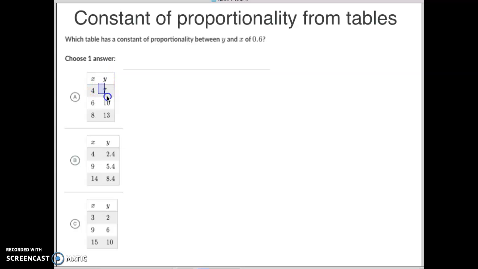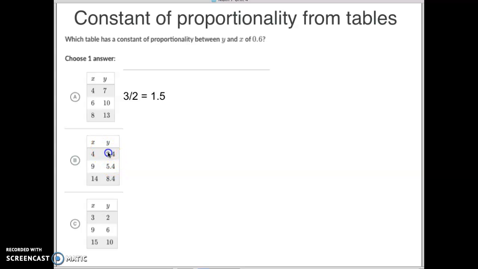Figure out how much your y's are changing. Notice it went from 7 to 10, so it went up 3. And then how much your x's are changing. We're going from 4 to 2, it went up 2. So we simply take 3, the y difference, divided by 2, the x difference, and we get our constant of proportionality. Okay, well, this one doesn't match this one, so it can't be A.